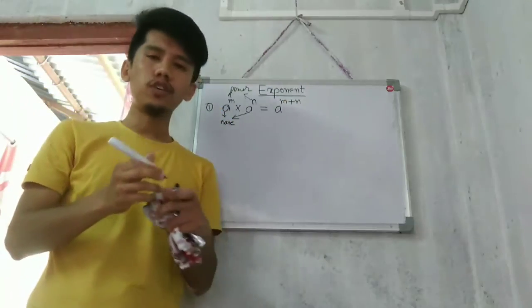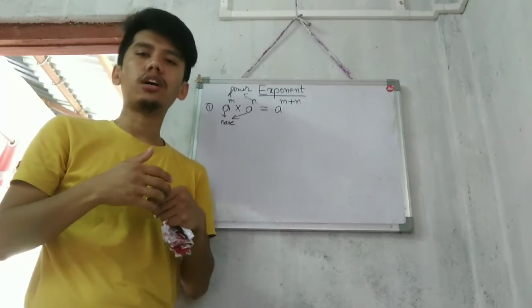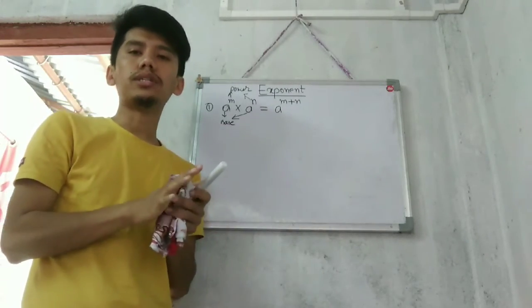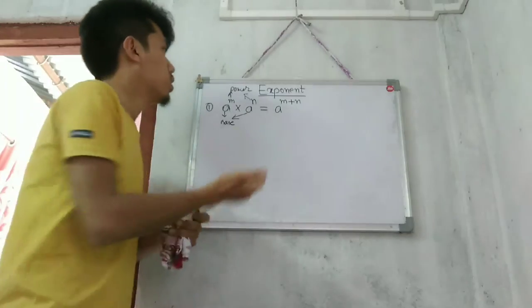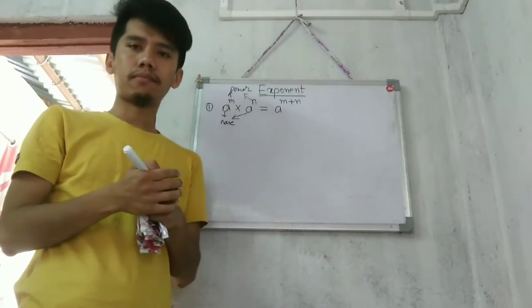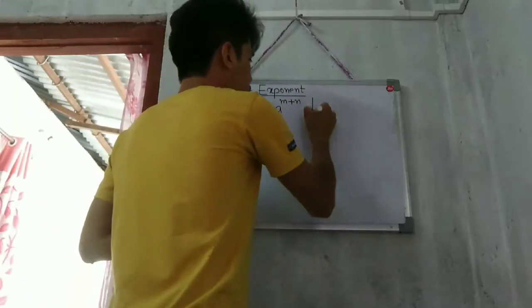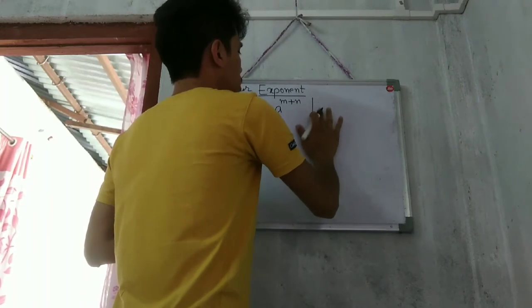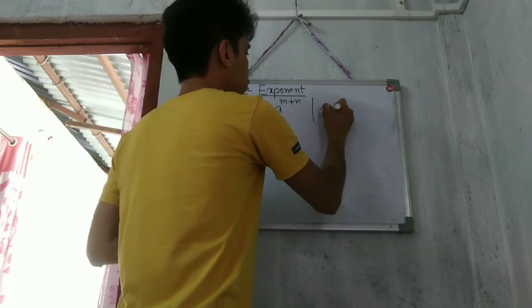That means if two same numbers or the same bases are multiplied, the powers will be added. The example is, let me give you x into x.